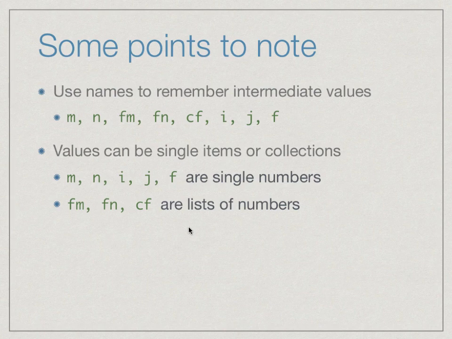Okay, so these names can denote single values or collections of values. And a collection of values with a particular structure is precisely what we call a data structure. Okay, so these are more generally called data structures. So in this case, the data structure that we have is a list.